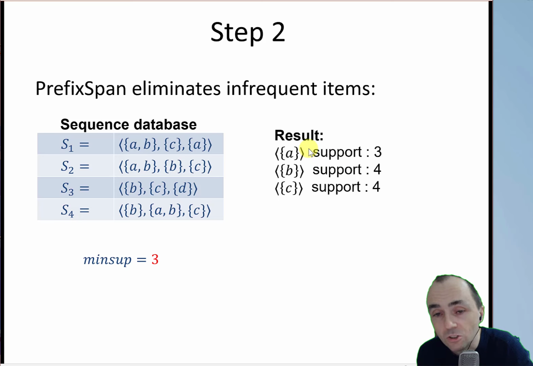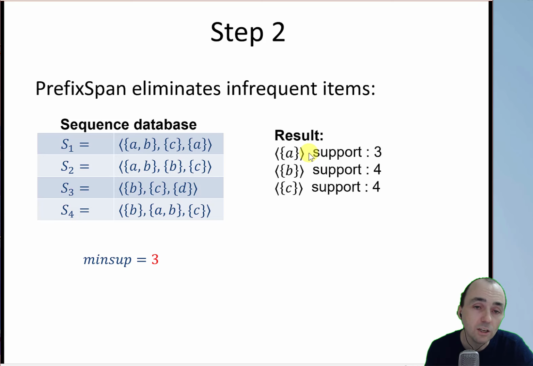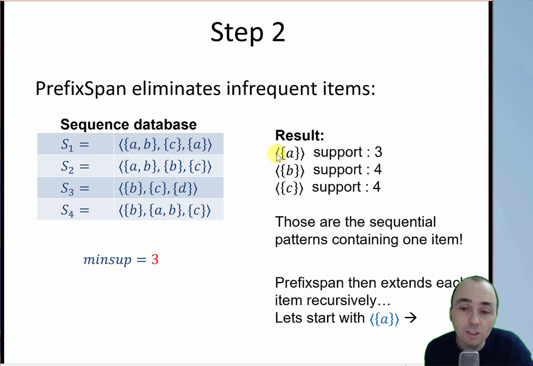Okay, so now after we find this in PrefixSpan, we want to find the larger patterns with 2 items, not just one like A or B or C. We want to find AB or AC and so on. So let's look at the next step. PrefixSpan will take each of these frequent patterns, A, B, and C, and extend them recursively. We'll start with A, and then we'll do B, and then we'll do C.